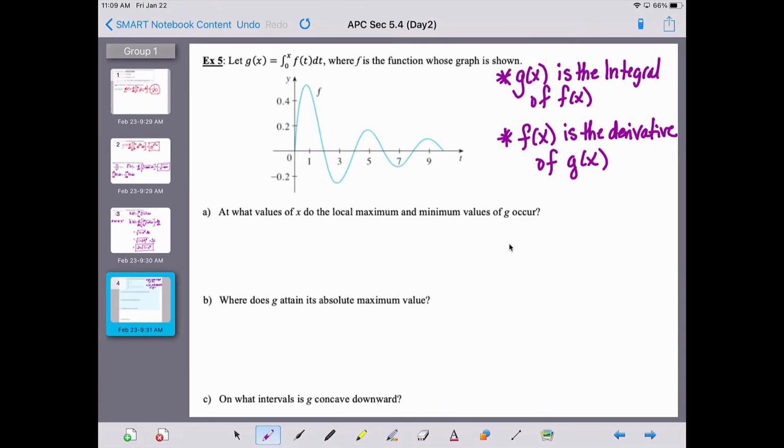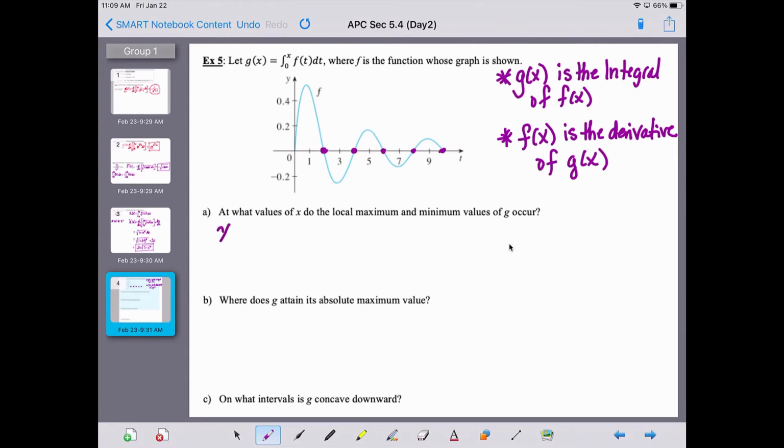So my first question asks, at what values of x do the local maximum and minimum values of g occur? Okay, so again, if we are looking at the function f, and the function f here is the derivative of g of x, well then keep in mind that the local maxes and mins on a derivative appear to be x-intercepts, right? It's been a while since we've talked about this. So where does my graph cross the x-axis? Well, that happens in multiple places.